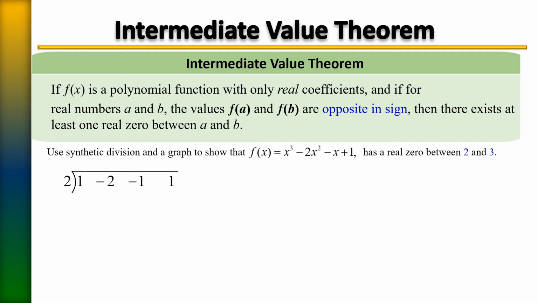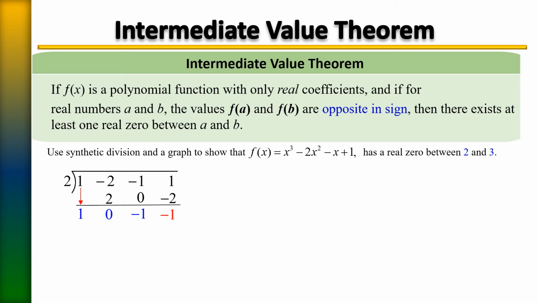All right, so we're going to bring down a 1, multiply that with 2 to get 2, bring down a 0, multiply that with 2 to get 0, bring down a negative 1, multiply that with 2 to get negative 2, bring down a negative 1. So here we see that f of 2 equals negative 1. And now let's find f of 3, so we can see if there exists at least one zero between them.